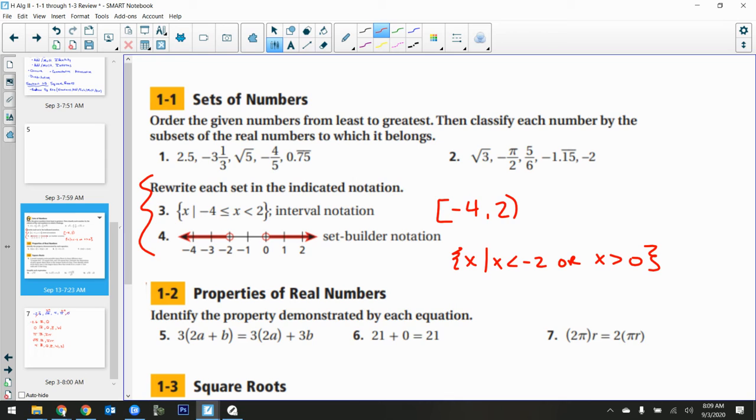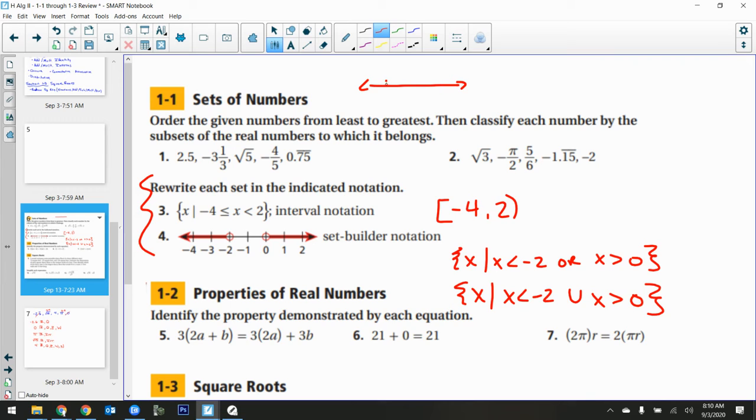What did I do wrong? Yeah, I was going to say, that would be fine. Or if you wanted to say, that's what I was alluding to when I said x is less than negative 2, union x is greater than 0. Both of those would be acceptable. Yeah, the union symbol or the or. So that would look like this.